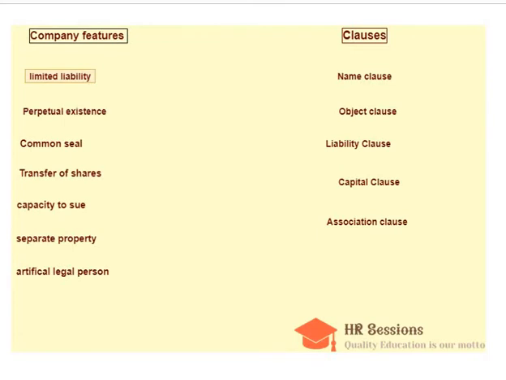That is your object clause. Association clause, where there is an association or a subscription or a declaration of the association. Capital clause, which states the amount of the share capital with which the company is registered, or the mode of the division into shares of fixed value. So if there is equity and preference share, then the division of the capital is shown under the different heads.